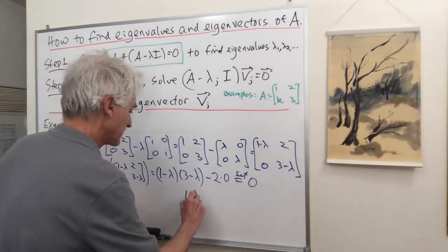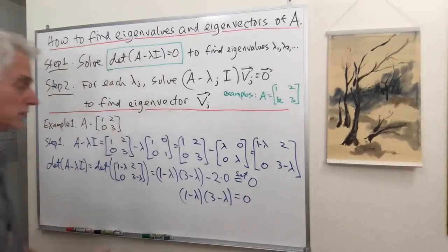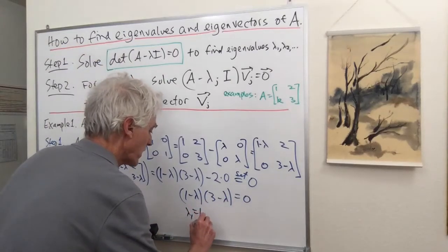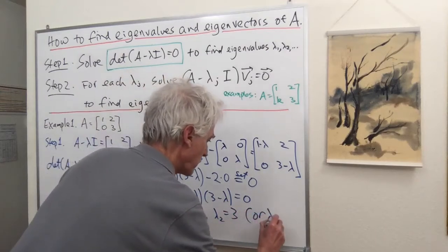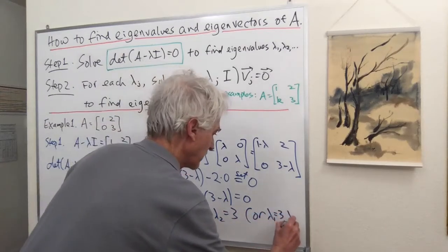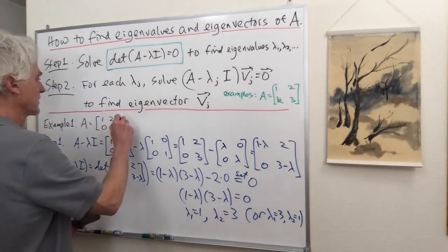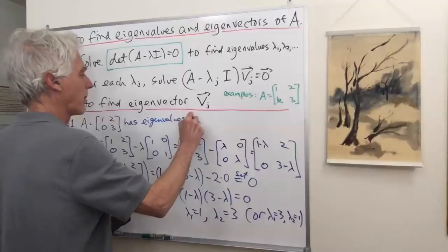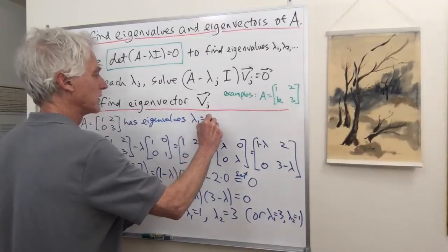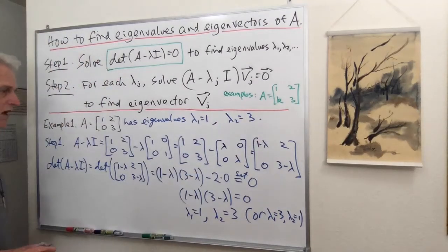So I get 1 minus lambda times 3 minus lambda equals 0. That's already factored. So the first solution is lambda 1 is 1, and the second solution is lambda 2 equals 3. Or if you want, you could say lambda 1 is 3 and lambda 2 is 1. So there's two possible correct answers to this problem, for the eigenvalues at least. This has eigenvalues lambda 1 is 1, and lambda 2 is 3. All right.